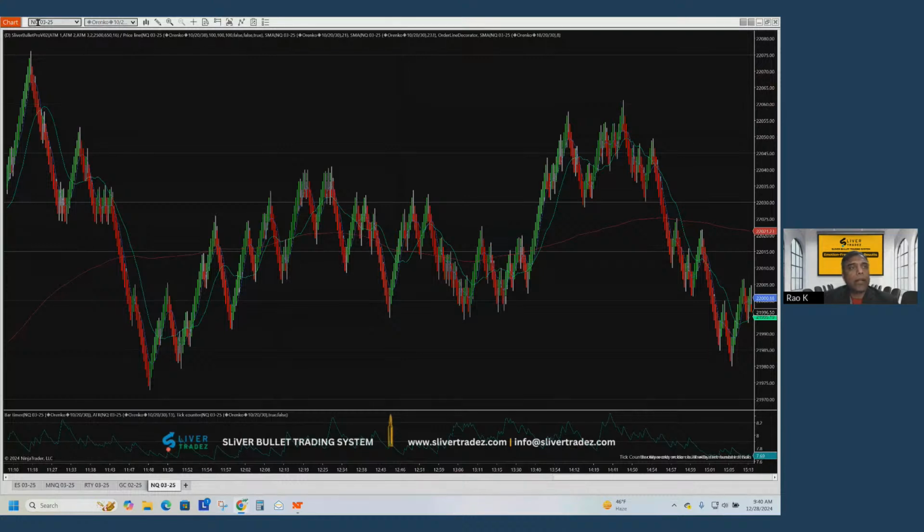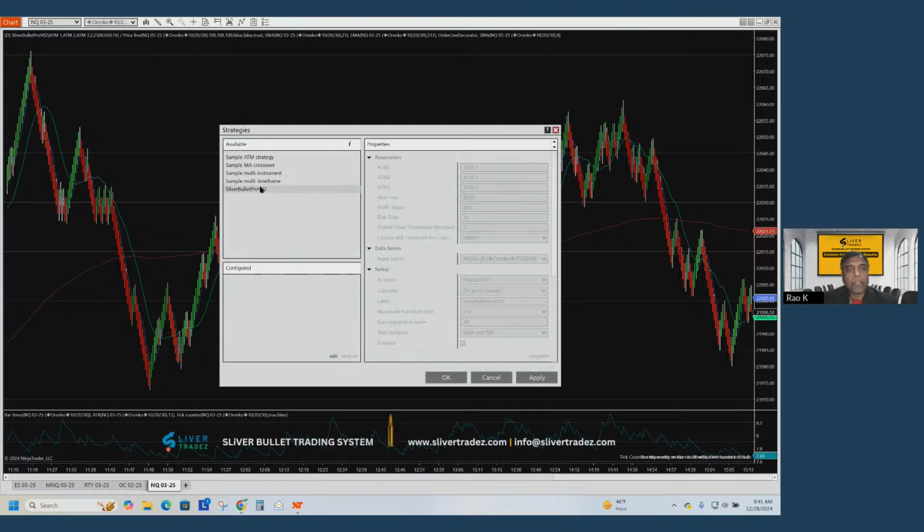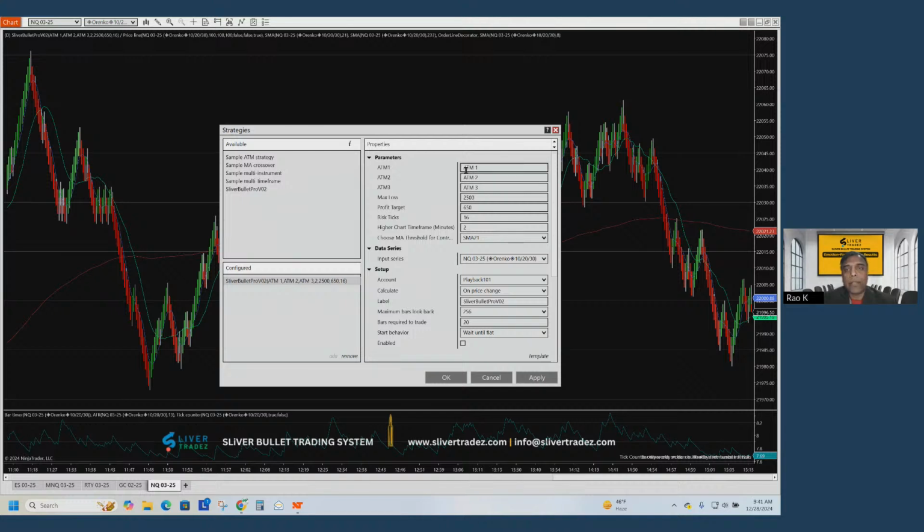So here I have NASDAQ futures chart open on NinjaTrader platform, and I have a special Orenco indicator on. And what I'm going to do is I'm going to load the software. So this is Sliver Bullet Pro version 2. And there are different ATMs, ATM 1, 2, and 3. So basically, ATM 1 takes trade with 1 contract, ATM 2 with 2 contracts, ATM 3 with 3 contracts.